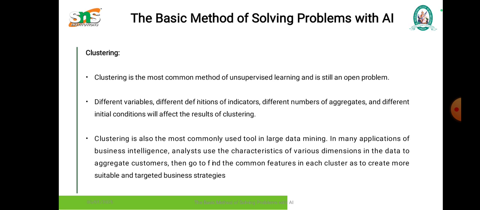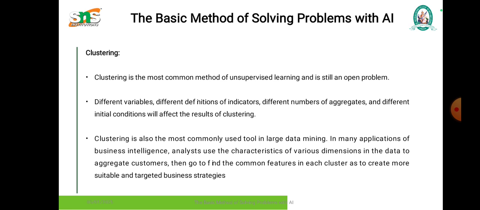The second method is clustering. Clustering is the most common method of unsupervised learning. Different variables, different definitions of indicators, different numbers of aggregators, and different initial conditions will affect the results of clustering. Clustering is a basic common method used as a tool in large data mining. In many applications of business intelligence, the analyst uses the characteristics of various dimensions in the data to aggregate the customers, then finds the common features in each cluster, to create more suitable and targeted business strategies.